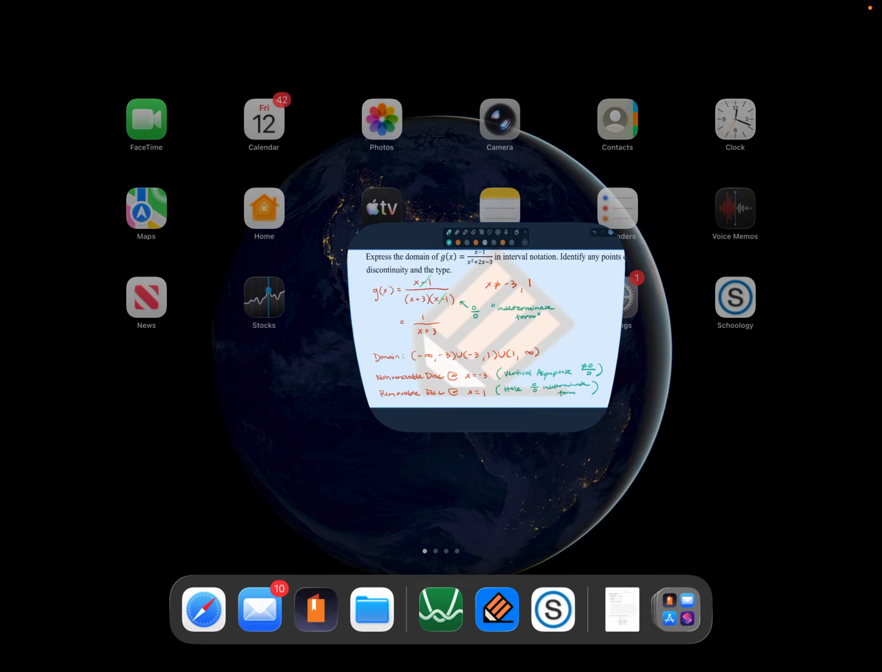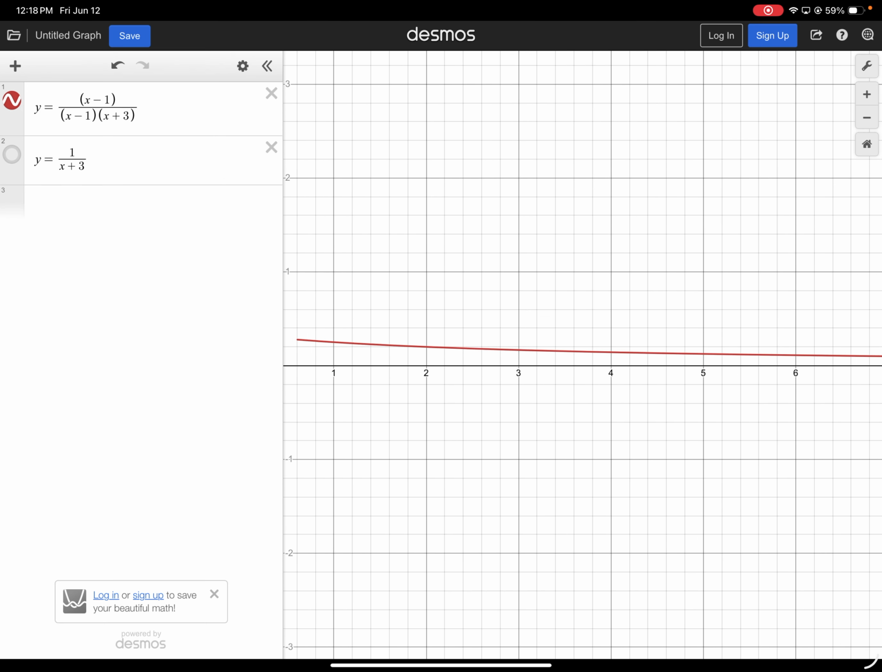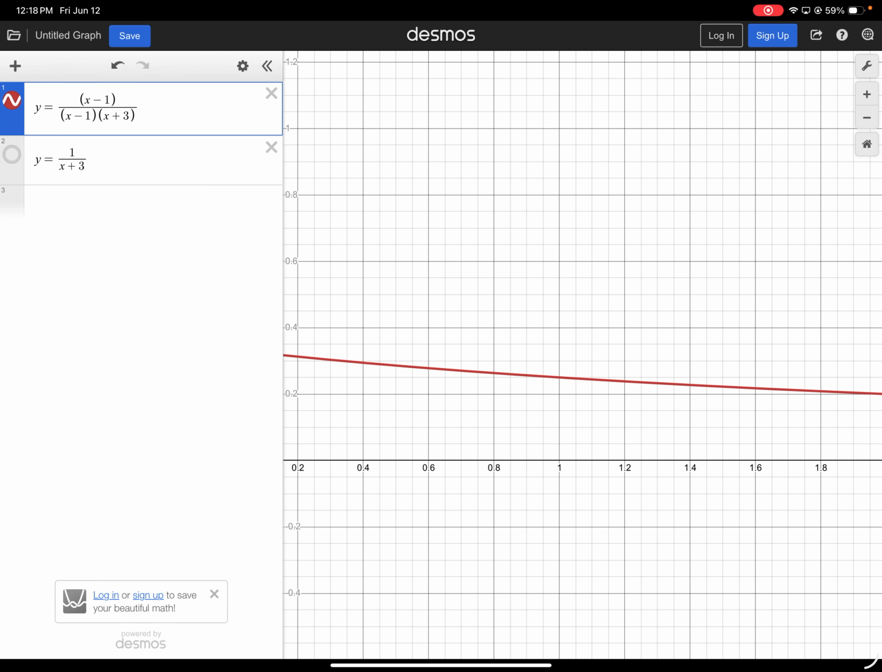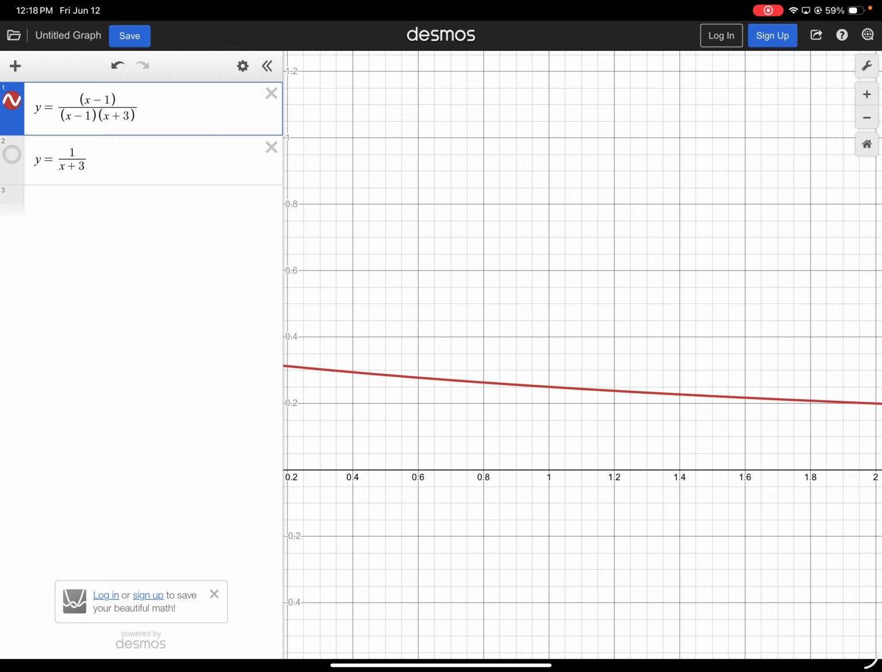Now, if I go back over to Desmos, if I could fill in that point, I'm going to zoom in a little bit here. As I'm getting closer and closer to 1 from the left, what does it look like the y values are approaching? 0.25. Doesn't it? And if I go from the right side, down towards 1, doesn't it also look like it's approaching 0.25?